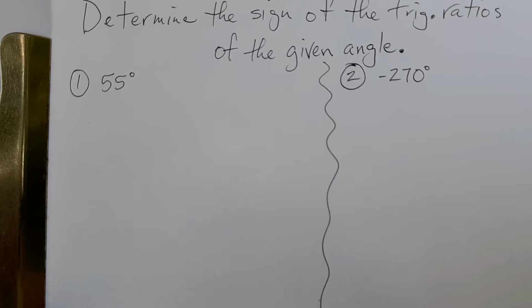55 degrees, negative 270. What are the signs of all the trig ratios of these two angles? And then I'll work them. Okay, ready, pause, go.